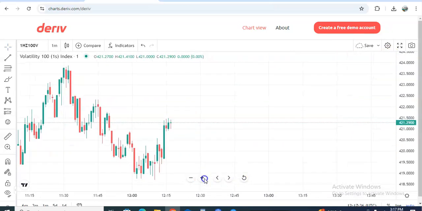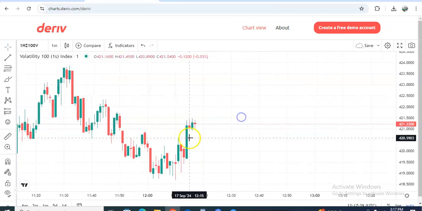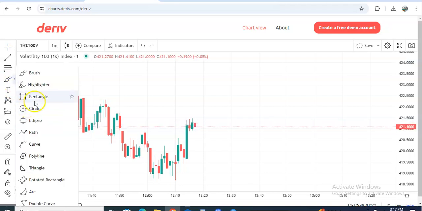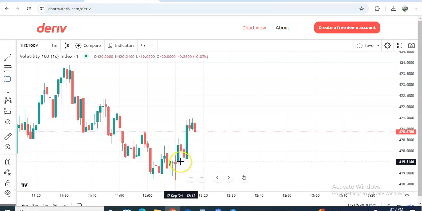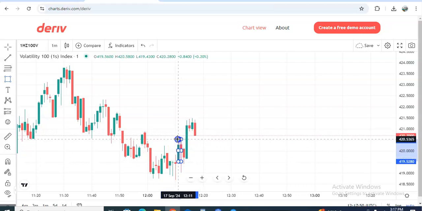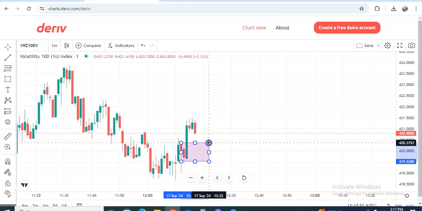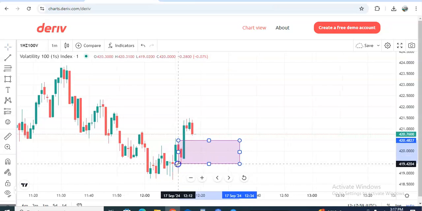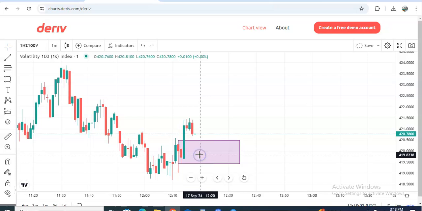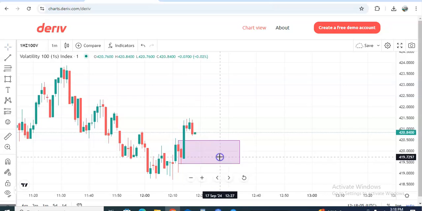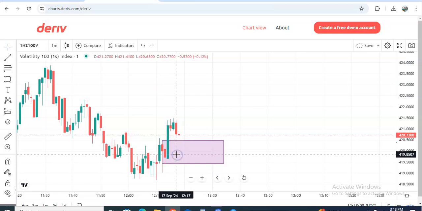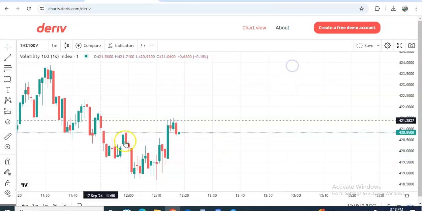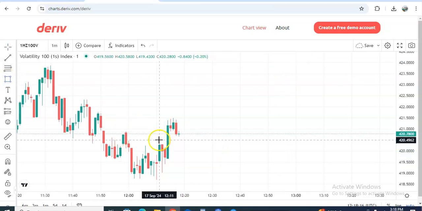Let me enlarge it so that I can show you this candle here. This candle. I'm using this green one. Let me delete it. So I want to redo here.